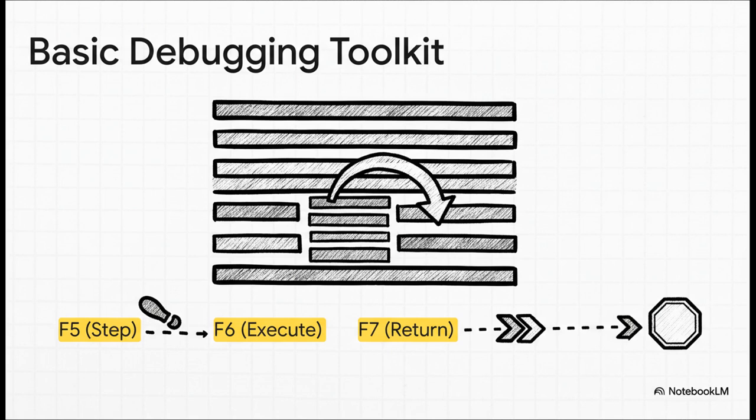F5 lets you take one tiny step at a time, line by line. F6 is like a jump. It executes a whole block of code at once, which is great for skipping stuff you don't care about. F7 is your escape hatch. It gets you out of a subroutine, and F8 just lets the code run free until it either finishes or hits another stopping point. With just those 4 keys, you can start doing some serious investigation.